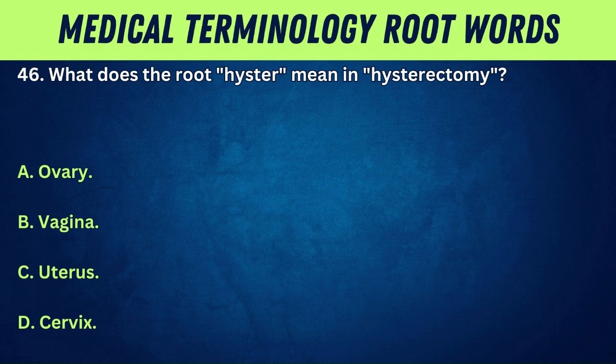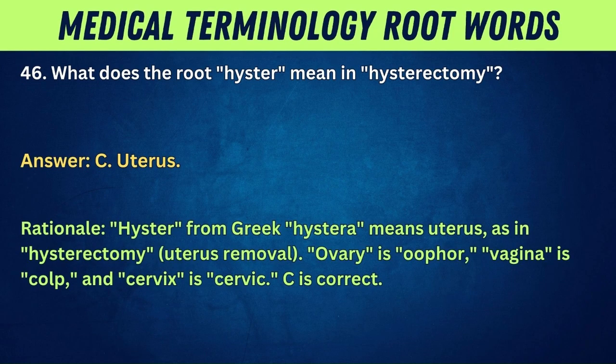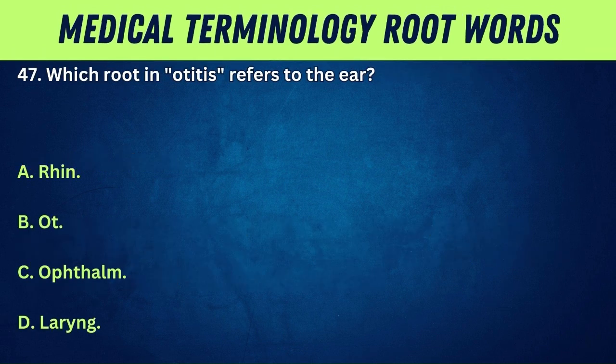46. What does the root hyster mean in hysterectomy? A. Ovary. B. Vagina. C. Uterus. D. Cervix. Answer: C. Uterus. Rationale: hyster from Greek hystera means uterus, as in hysterectomy, uterus removal. Ovary is oophor, vagina is colp, and cervix is cervic. C is correct.